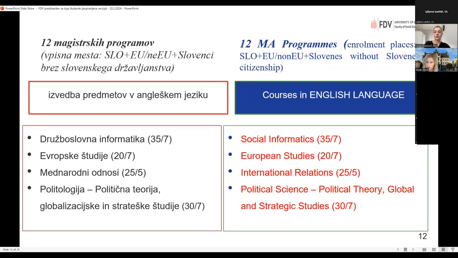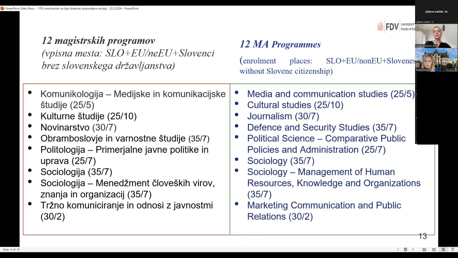Our faculty offers 12 master programs. The first four programs included here are all in the English language. These are the following: social informatics, European studies, international relations, and political science, political theory, global and strategic studies. The following programs are offered only in the Slovenian language: media and communication studies, cultural studies, journalism, defense and security studies, political science, comparative public policies and administration, psychology, management of human resources, knowledge and organizations, and marketing, communication and public relations.